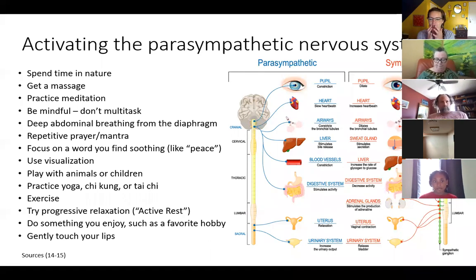And gently touch your lips. I love this one. There are a lot of nerve endings on your lips. And if you were to touch your lips just really, really softly, you sort of activate the parasympathetic just by all the little things that are getting activated. So I like that one.